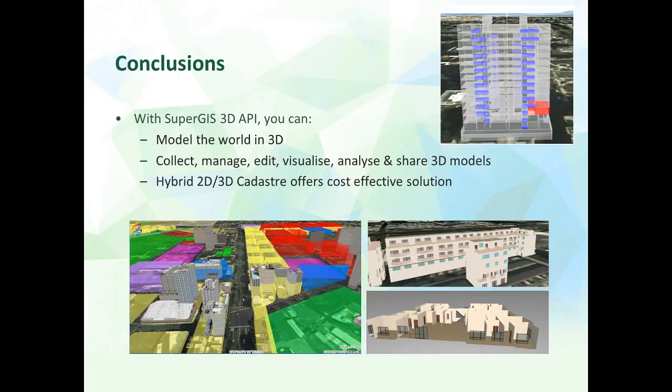So to sum up, with SuperGIS 3D API, you can model the real world and collect data, manage, edit, visualize, and share your 3D models. We try to hybridize 2D and 3D, so we stress your benefit and what you're thinking, and give a more efficient way to show 3D in your idea on this 3D globe platform. I think that's very cool and wonderful, and allows the decision maker to show their thinking and protect people's rights. Alright, that's all for my presentation today.